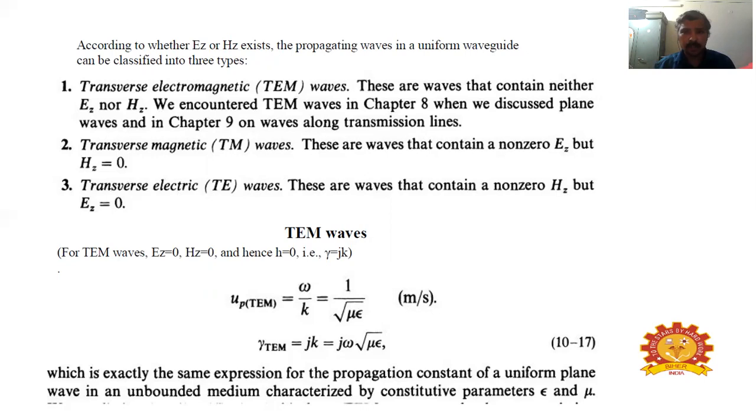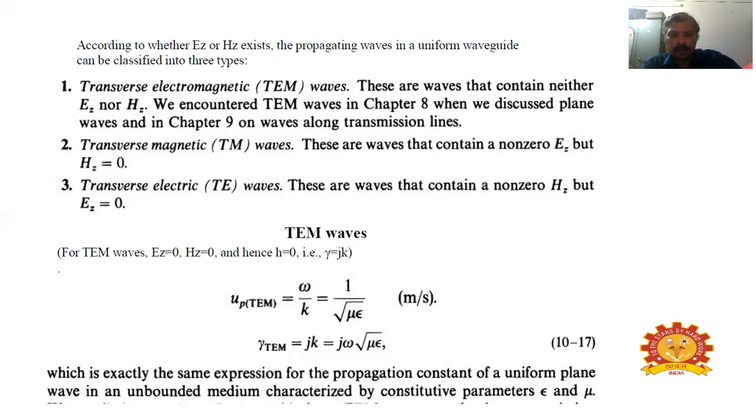Then we come to transverse magnetic waves. These are waves that contain a non-zero Ez, but Hz is equal to zero. That is, it has an electric field intensity component but no magnetic field intensity component. Then, of course, the last one, the transverse electric waves. These are waves that contain a non-zero Hz, but Ez is equal to zero. This means that it has a magnetic component, but the electric field intensity component is zero.